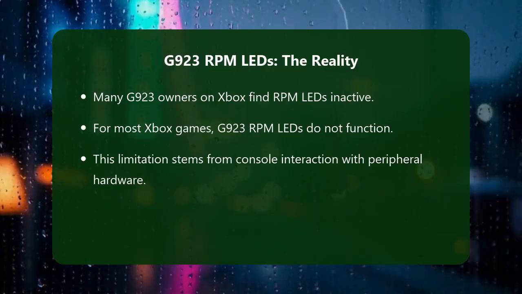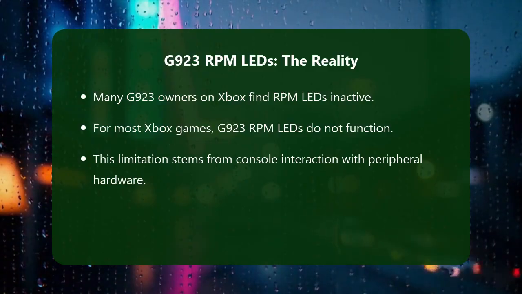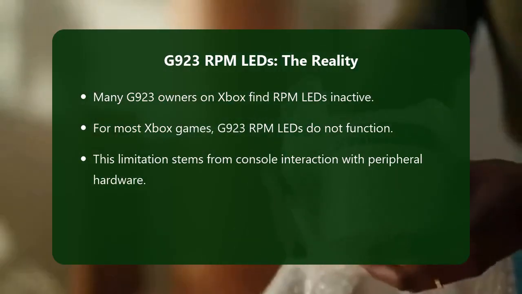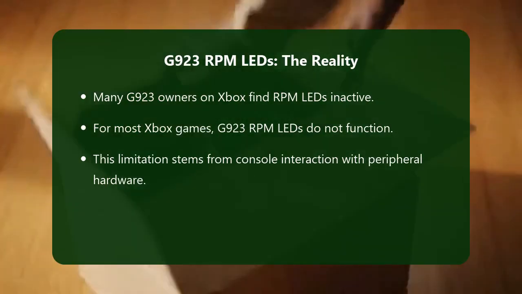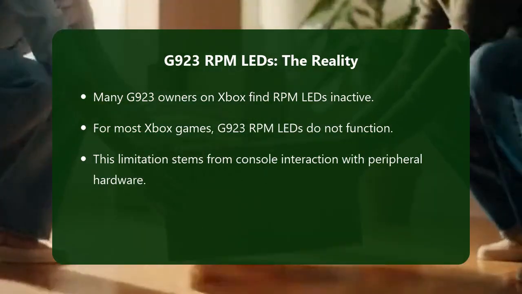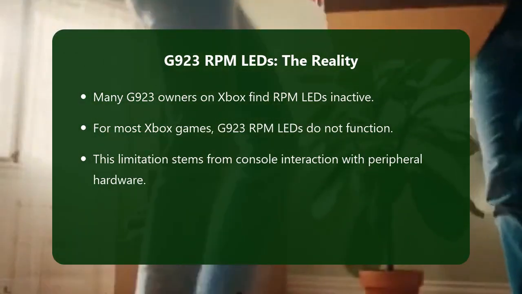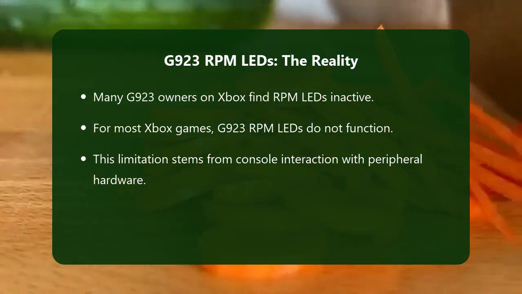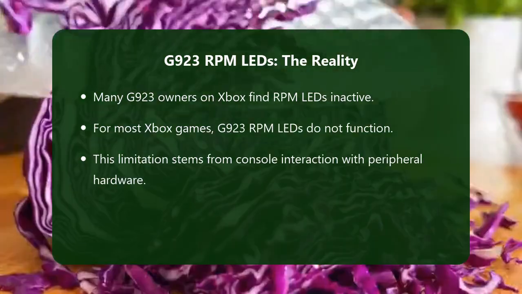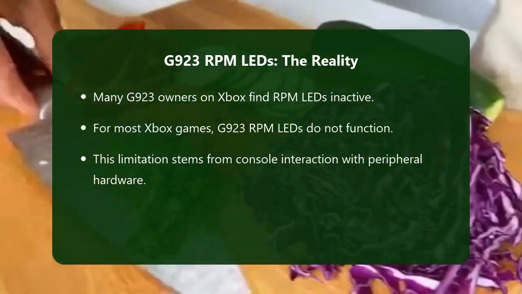Many Logitech G923 owners on Xbox eagerly anticipate the dynamic RPM LED feature, a standout visual cue that enhances immersion by indicating engine revolutions and optimal shift points. However, a common frustration arises when these lights remain stubbornly inactive during gameplay on their Xbox console. Let's address this directly and clarify the situation regarding activating your G923's RPM LEDs on Xbox.